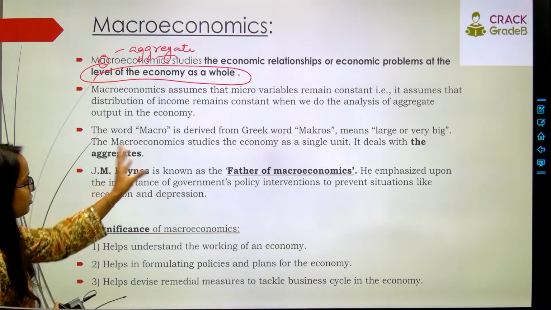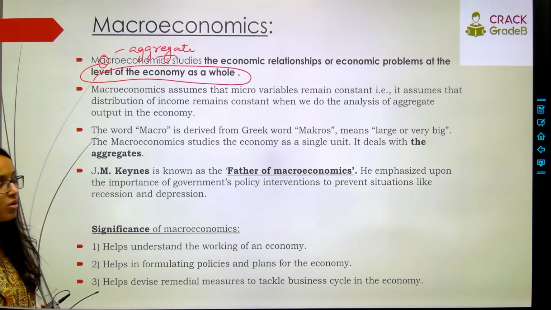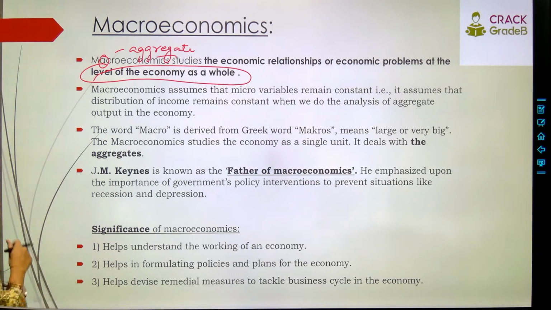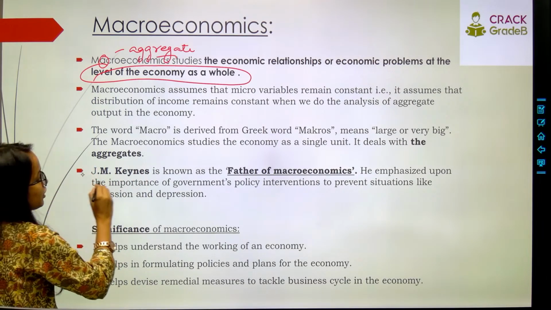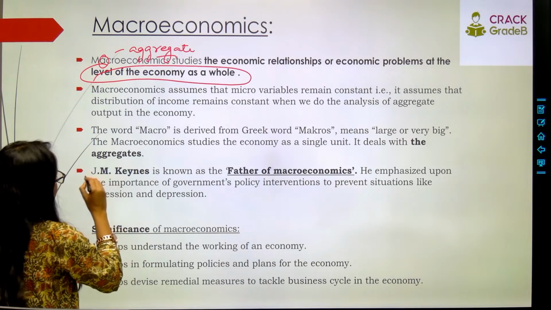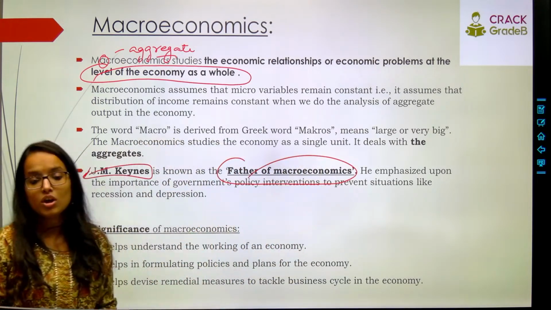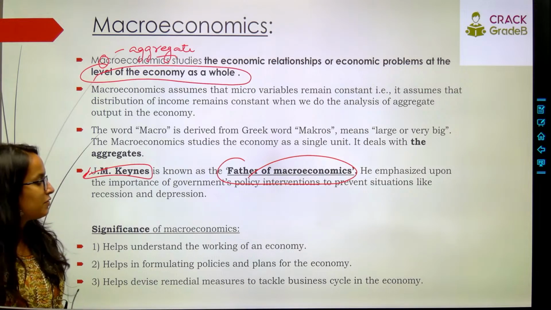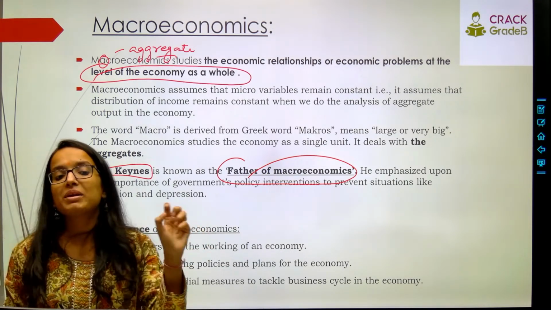Then the word macro, as I have discussed with you, is derived from a Greek word called macros. Now J.M. Keynes is a very important personality. Keynes is known as the father of macroeconomics. J.M. Keynes or John Maynard Keynes is the father of macroeconomics. Also, he has always emphasized on the government's intervention.